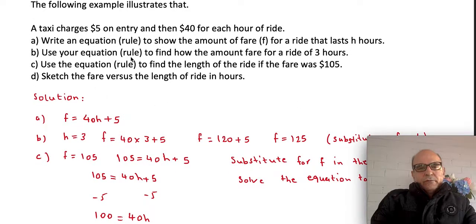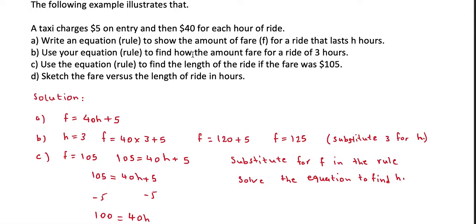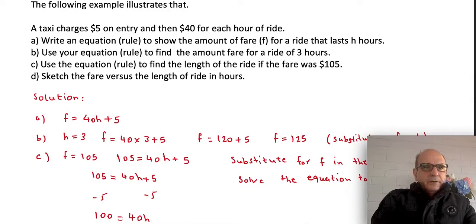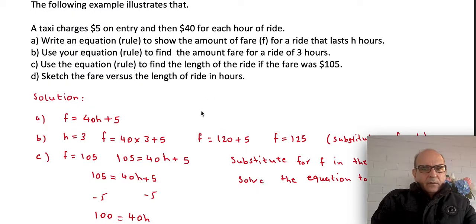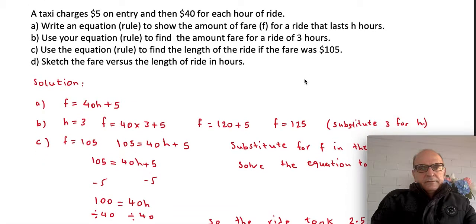B. Use your equation or rule to find the amount of fare for a ride of 3 hours. So we want to use the equation to find the amount of fare for a ride that lasts 3 hours.